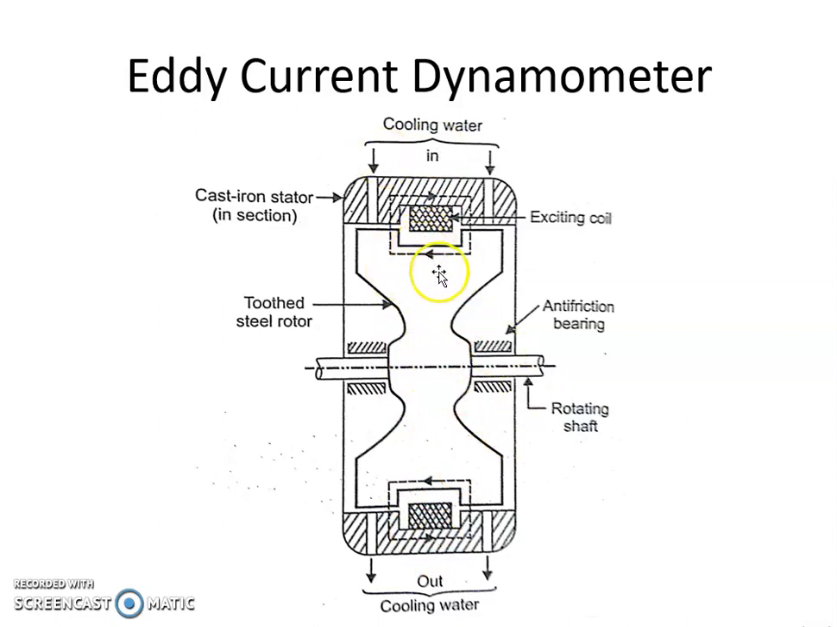Here the shaft power is calculated in terms of eddy current. Shaft power is directly proportional to eddy current, and therefore eddy current is measured, which gives the value of shaft power. So this is how the shaft power can be measured in the case of an eddy current dynamometer.